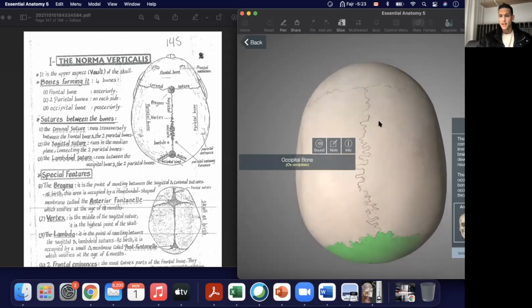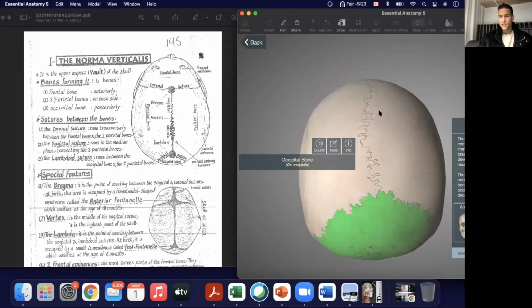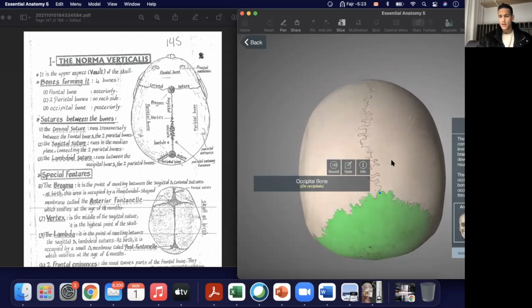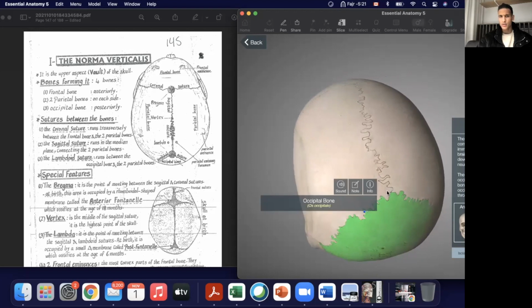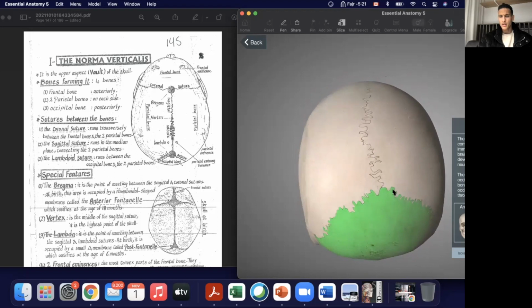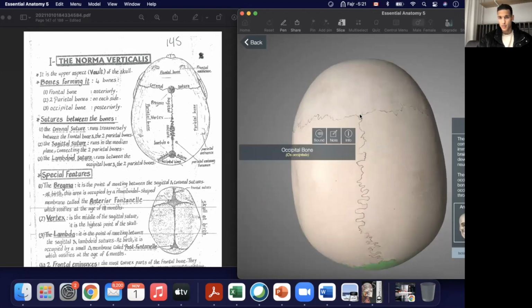Now we're going to move on to a second important landmark, which is called the lambda. It is between the sagittal suture and the lambdoid suture, and it's called the lambda. So lambda, bregma.